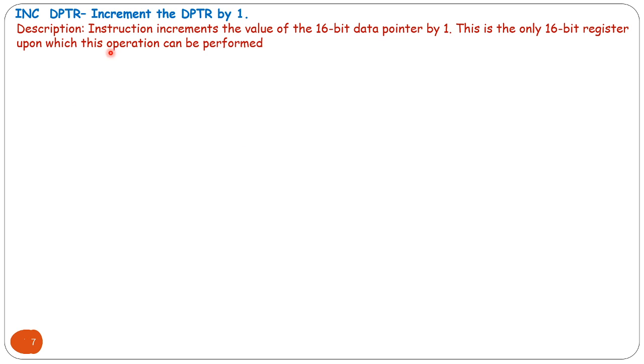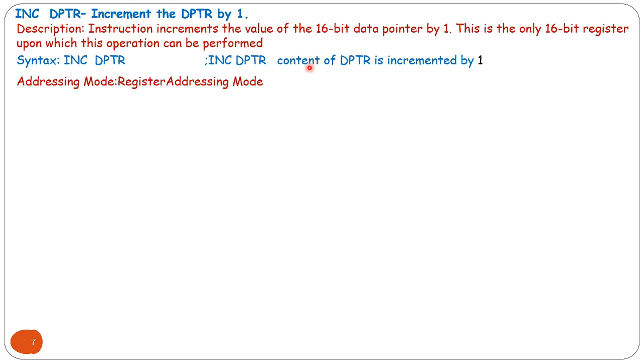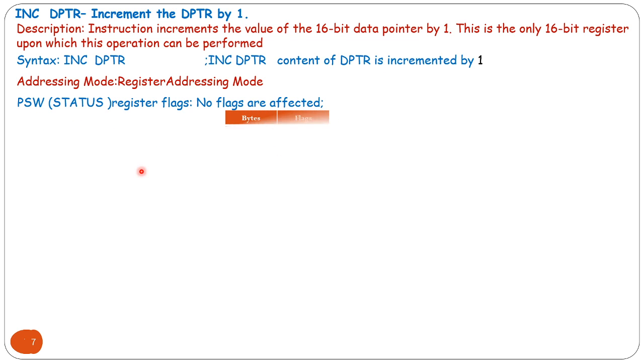Increment DPTR by 1. So this is an instruction having this description. The instruction increments the value of the 16-bit data pointer by 1. This is the only 16-bit register upon which this operation can be performed. INC DPTR, increment the DPTR register by 1. The content of the DPTR register is incremented by 1. Register addressing, no flags are affected.